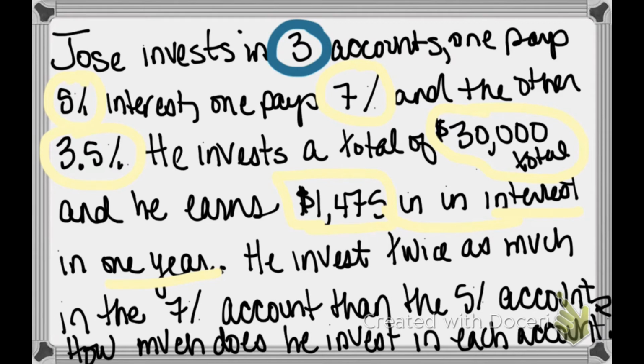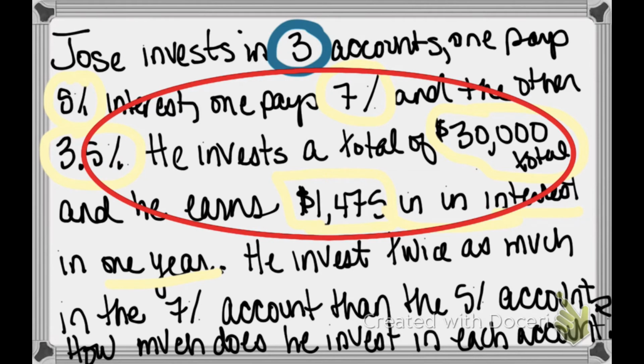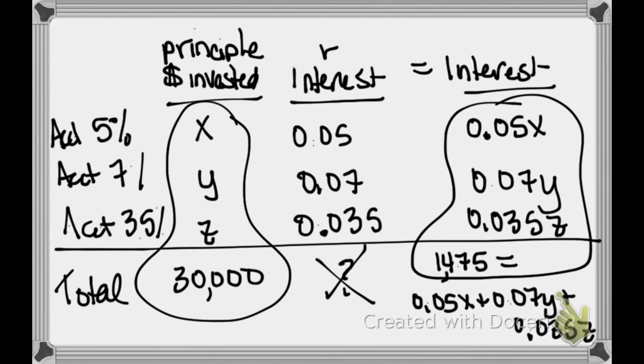Okay, so I got all of this stuff up here: 5%, 7%, 3.5%, 30,000 total, the interest in 1 year. But what I didn't get was that he invested twice as much in the 7% account than in the 5% account. So let me go over here. He invested, let me write that down before I forget it. He invested twice as much in 7% as in 5%.